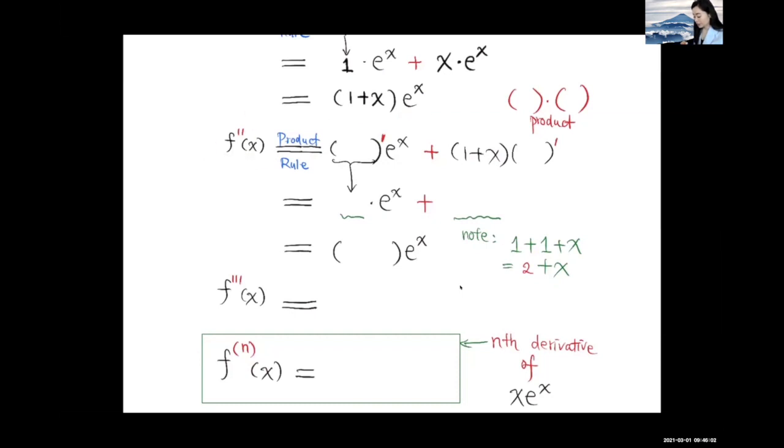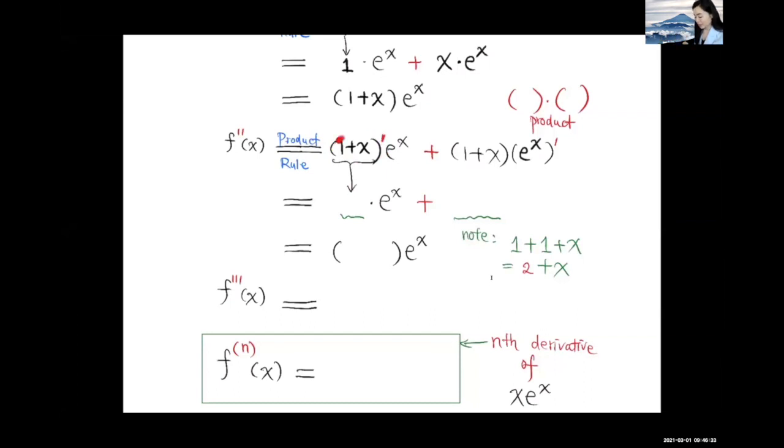Because this is a product, we're going to use the product rule. So we're going to differentiate the first function and then times the second function, adding the first function times the derivative of the second function. Right here. So what's the derivative of this?